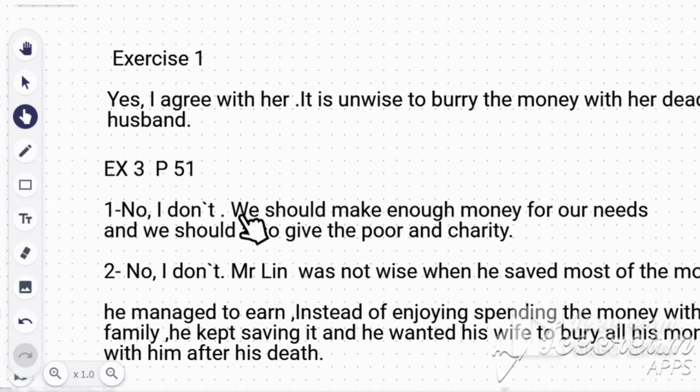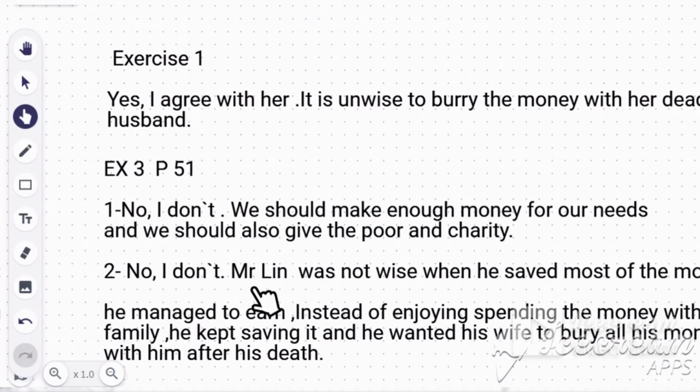1. No, I don't. We should make enough money for our needs. We should also give to the poor and to charity. Okay? Question number 2, about Mr. Lin. Was he wise enough to use his money?